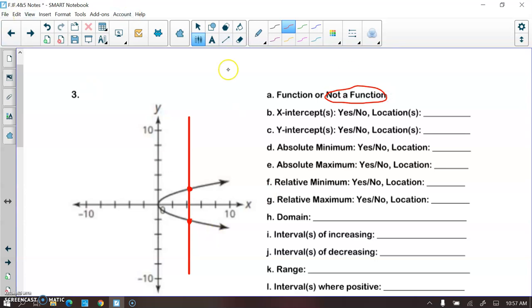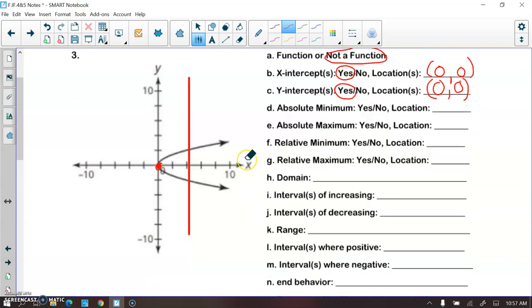Okay, so now we're going to look at x and y intercepts. Now, where it's crossing the x-axis is at this point here, which is 0, 0. So yes, there's an x-intercept. Sometimes there may not be an x-intercept. Your x-intercept is 0, 0 here. And also, it's crossing the y-axis at that point too. So yes, there's a y-intercept. Sometimes there may not be. And it crosses at 0, 0.